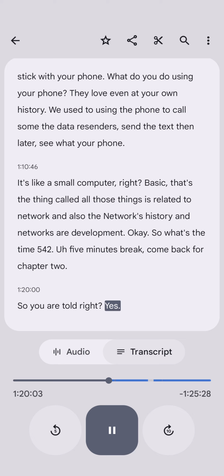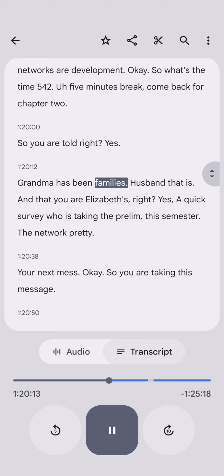Home, right? Yes. So you're from Indonesia. Who is from Indonesia? The mom and dad. My mom. And my husband's family used to. My husband's dad used to live in Indonesia. And you are Elizabeth, right? Yes.